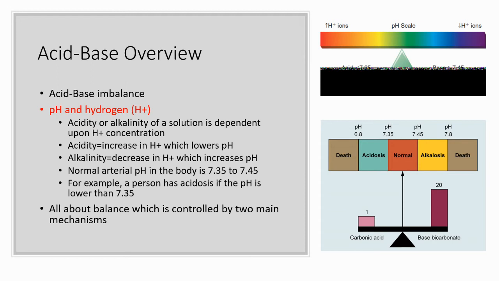But when we're thinking about the body, and particularly blood, blood is slightly alkaline, and the normal range is between 7.35 and 7.45. Yet, if it drops below 7.35, the person is considered to have acidosis, even though the blood may never become truly acidic. If the blood pH is greater than 7.45, then the person has alkalosis.